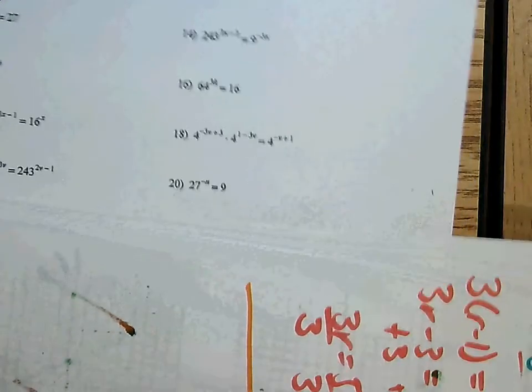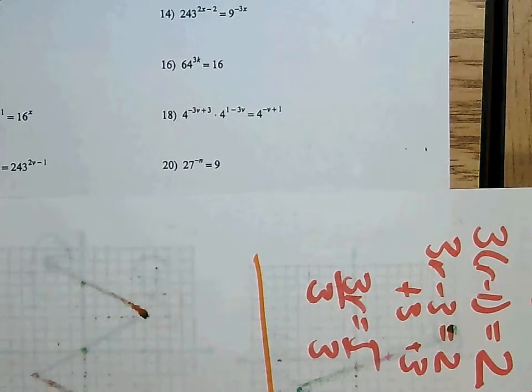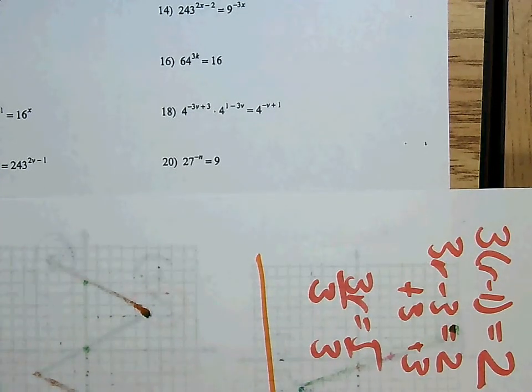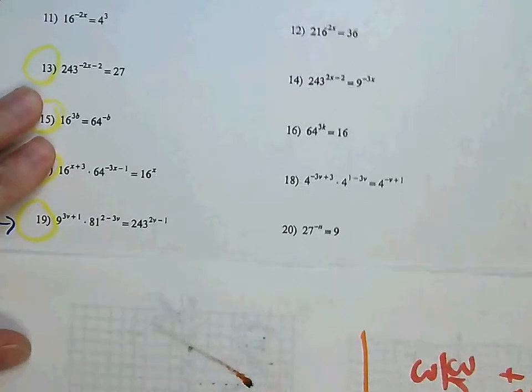All right, next one, number 19. For the purposes of your quiz next class, one like 19 would be considered extra credit.